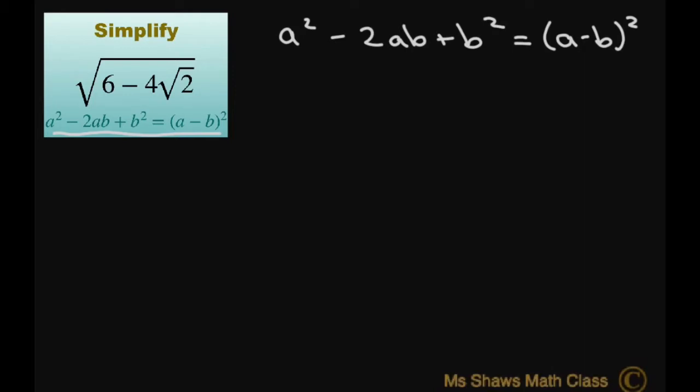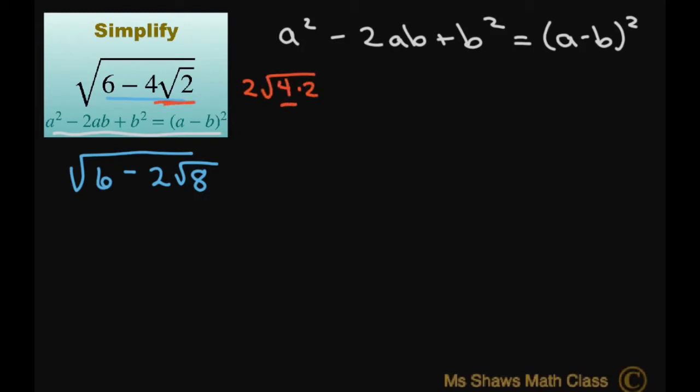So basically what I can do is rewrite this as square root of 6 minus 2 times square root of 8. That's the same thing, right? Because if you put the 2 back in, it would have to be 4 times 2. So again, this would be 2 square root of 4 times 2, and if you pull this out, you get this back.